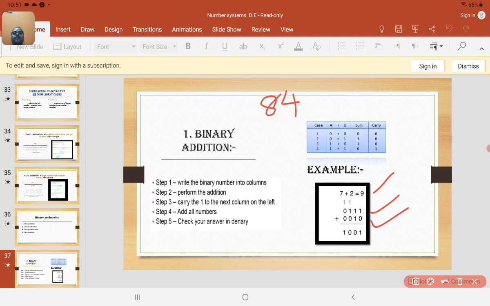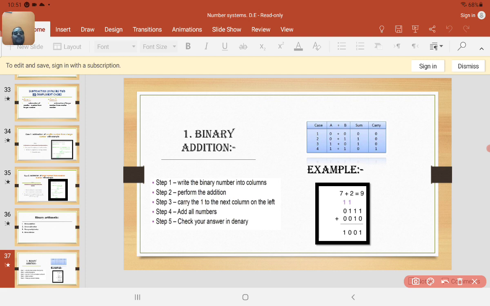By using the 8421 code. For 7 it is 4 plus 2 plus 1, that means 7, so we put 0 here like this. And for 2, in the place of 2 we get 1, and the remaining are 0 0. 0 0 1 0 is the binary number for 2 here.